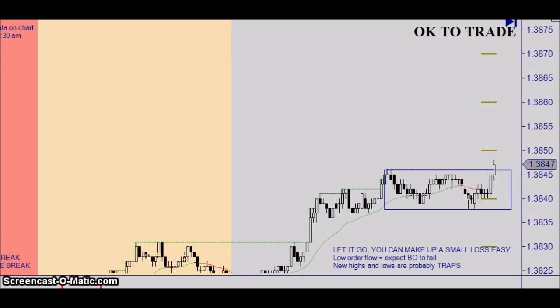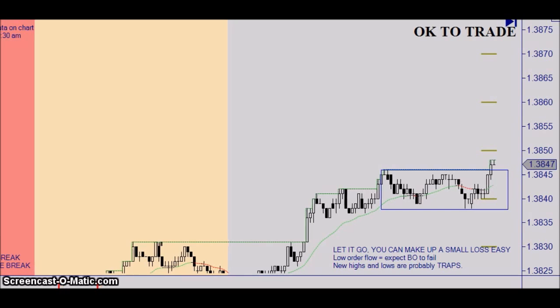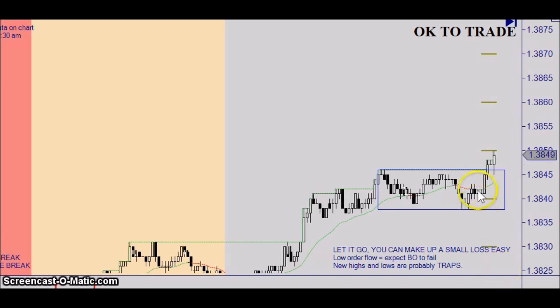All right, so now we've broken out. So I wait on that candle to close, and if it closes higher, I would be in the market. So at this point here, I would be in the market. Here I'm looking at a 49 or a 50 level, which typically, 50 levels are good support and resistance levels.